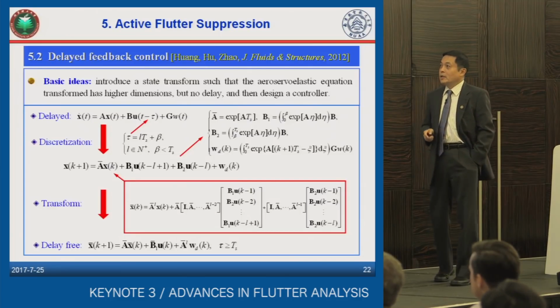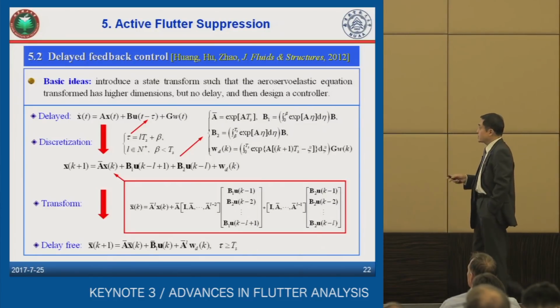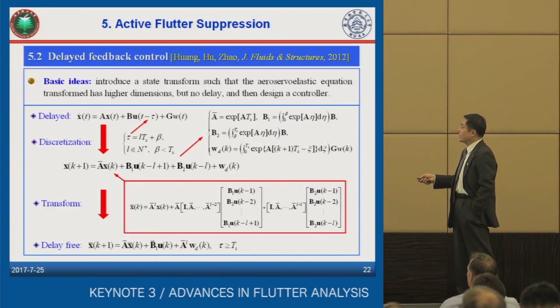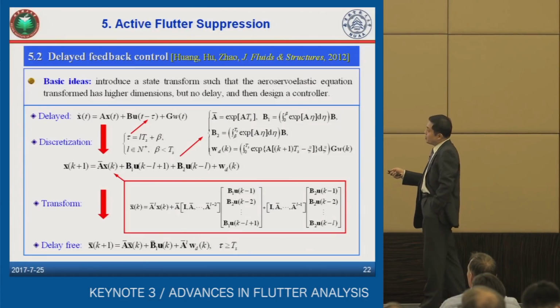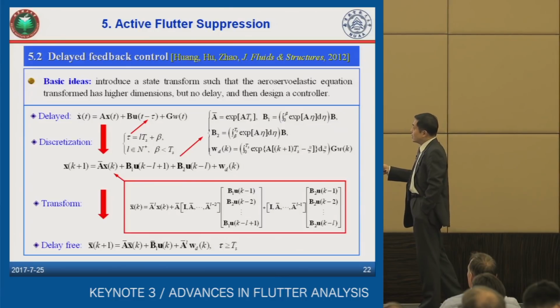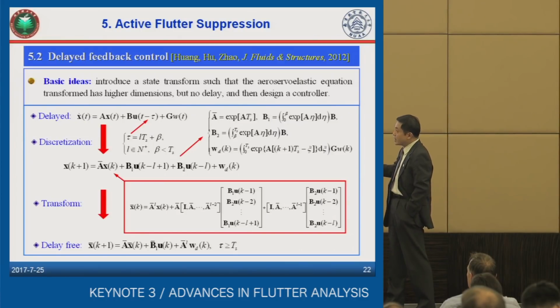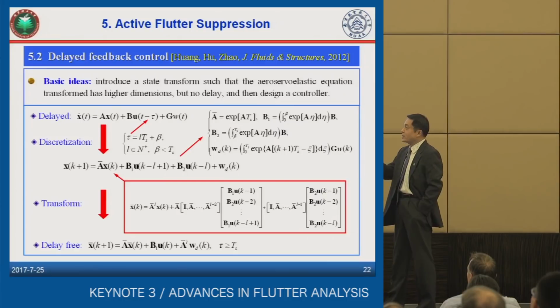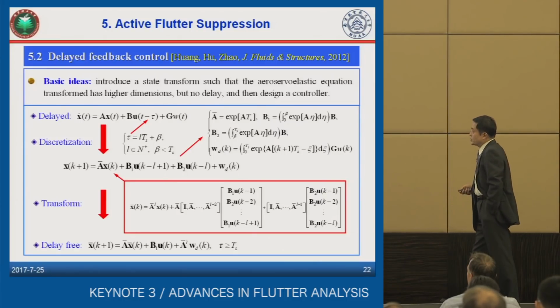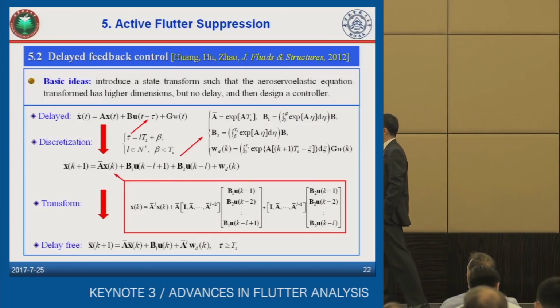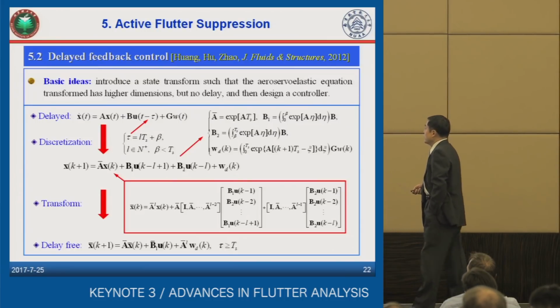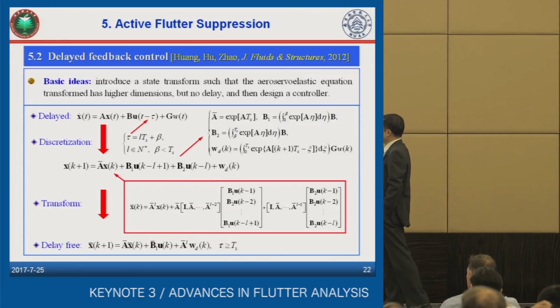We can do this. First of all, we need to discretize the dynamic equation, then get the difference equation like this, where A bar, B1, B2, W have very detailed expressions here. I should mention that tau is the time delay, and here tau may be some multiple of your sampling period Ts plus a residue beta. Then we can introduce a linear state transformation like this, and x bar is the new state of the system. Then we substitute this state transformation into the difference equation.